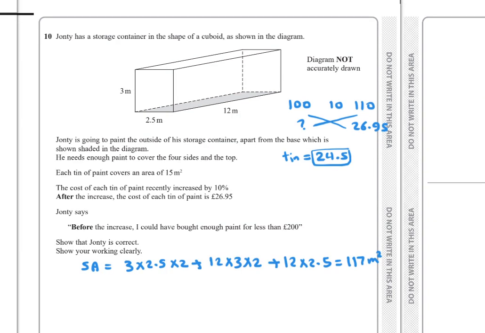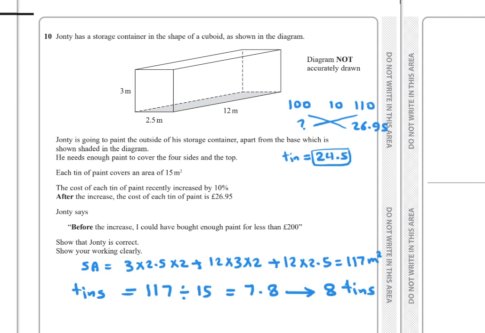Now, to find the number of tens we need, divide 117 by 15, because each 10 covers 15 meters square. To find the number of tens you need, 117, the total area we have to paint, divide by 15 equals 7.8. So we need 8 tens. So you have to round up.